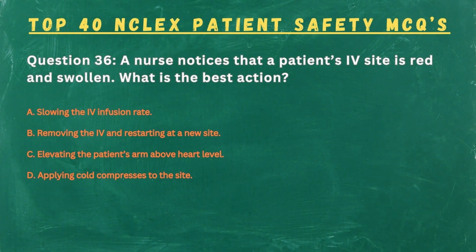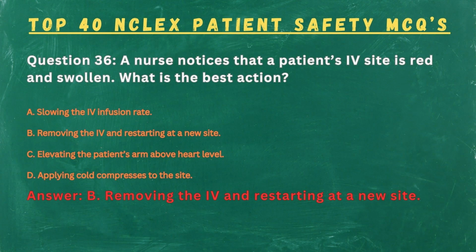Question 36. A nurse notices that a patient's forearm is red and swollen. What is the best action? A. Slowing the IV infusion rate. B. Removing the IV and restarting at a new site. C. Elevating the patient's arm above heart level. D. Applying cold compresses to the site. Answer: B. Removing the IV and restarting at a new site.